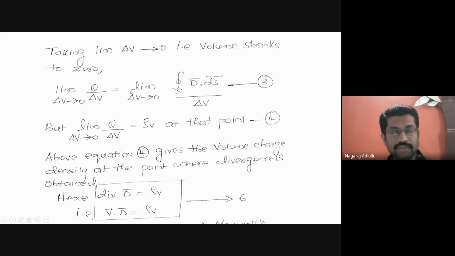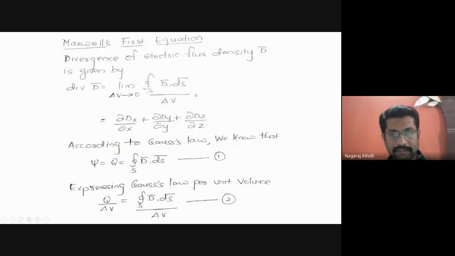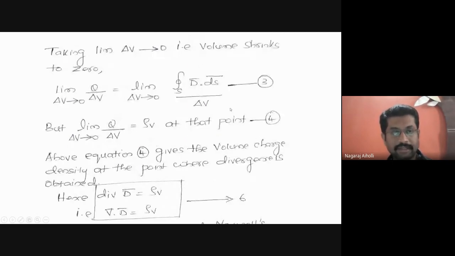The same limit I am also applying for the RHS, that is, the closed surface integral D bar dot dS bar divided by delta V as delta V tends to 0. That is equation 3. But we know Q by delta V is the volume charge density. How do we define volume charge density, students? Charge per unit volume. Yes, excellent. Charge per unit volume, Q divided by delta V, is the volume charge density.